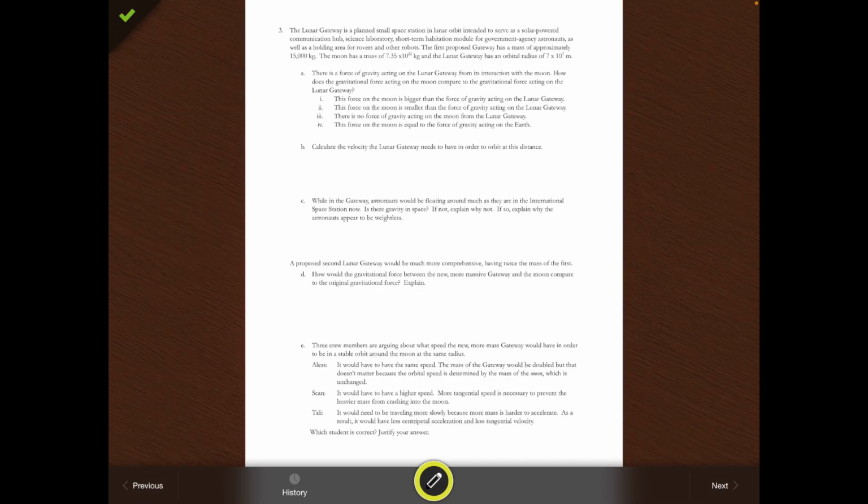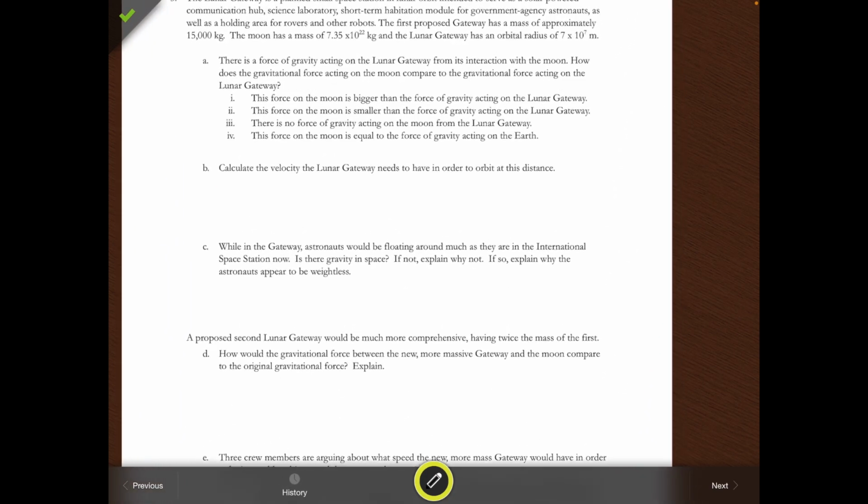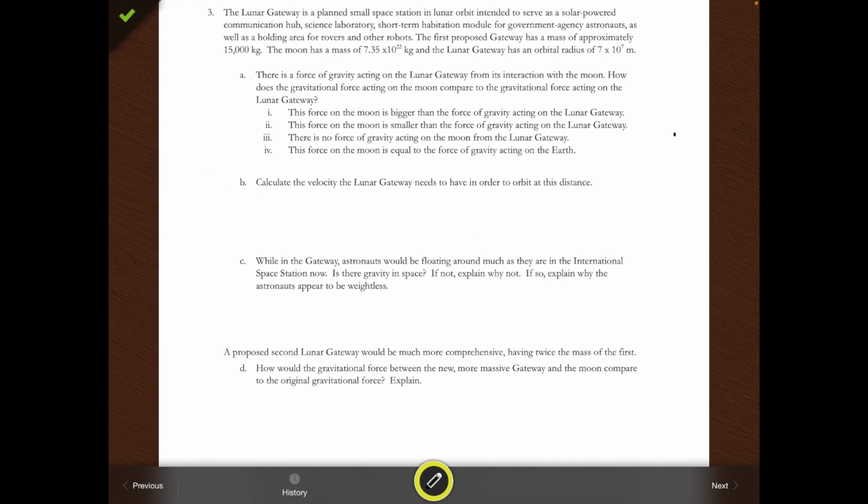So this problem is pretty cool because it is true. I want you to imagine this lunar gateway as a space station above the moon. So we've got our moon, and orbiting the moon is going to be this space station, the lunar gateway, LG. Because they're orbiting, there's a centripetal force. LG, the lunar gateway, is attracted to the moon.